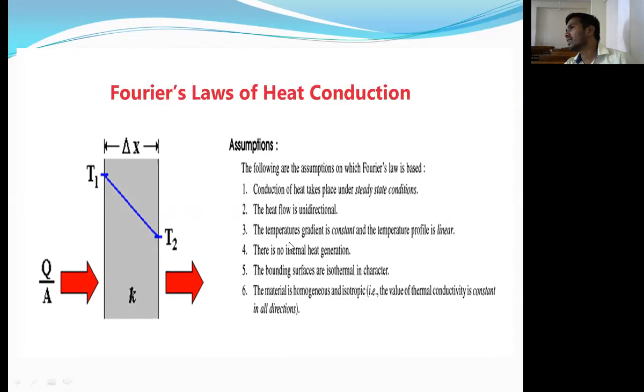Then, the temperature gradient is constant and the temperature profile is linear. Whatever the temperature profile is, it will be linear. That means whatever value of dT by dx we got, that value should be constant.